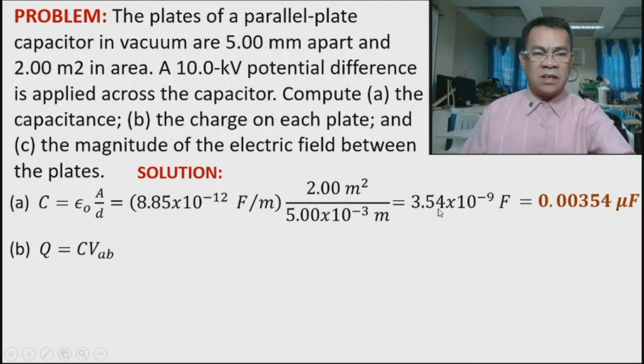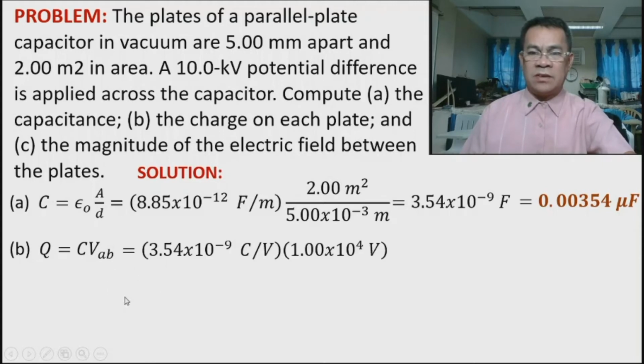The capacitance is 3.54 times 10 raised to 9, and the potential difference is 10 kilovolts converted to volts, multiplied by 10 raised to 3. So 10 raised to 4, okay, wait. This is 10 kilovolts; 1 times 10 raised to 4 is volts already. So therefore, the volt unit can be cancelled out, leaving the charge in C. So the answer is 3.54 times 10 raised to 5 coulomb. This is the answer for letter B.